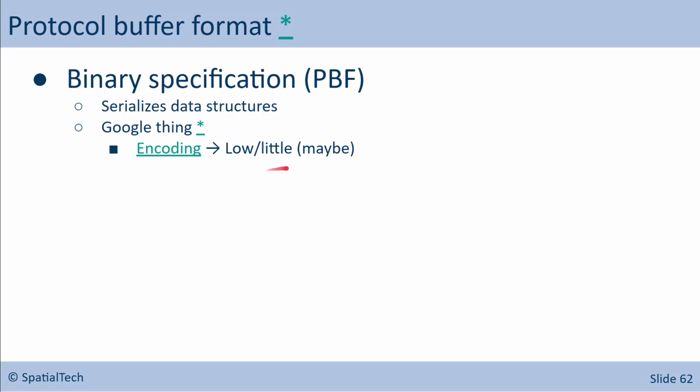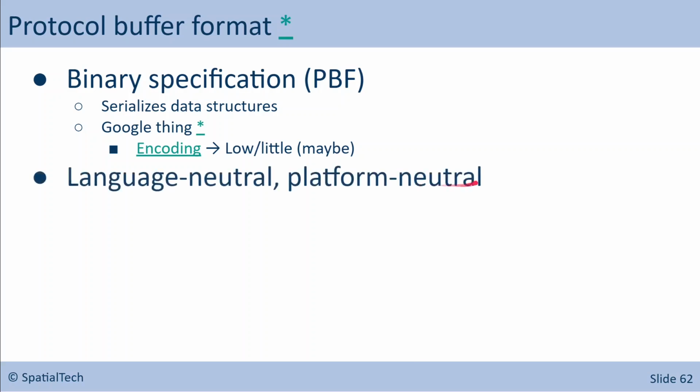It might be high or low byte order, because as soon as you do binary, well, it's high or low. It's supposed to be language neutral and platform neutral. The only way to be platform neutral would be to specify either all high, all low, or maybe do a mixed thing like shapefiles.